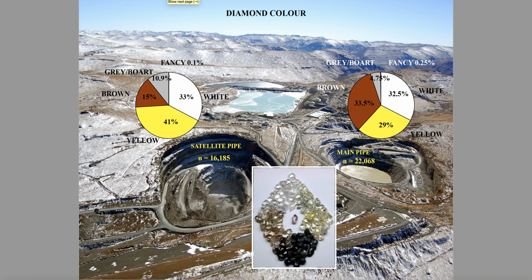So when we are looking at the outcome of the main pipe, we have 32.5% white diamonds, 29% of yellow, 35% of brown diamonds, only 4.75% of the gray diamonds, but in fancy diamonds we still have 0.25%. And then you can just assume it very easily. These fancy diamonds are then very expensive. Here below we have these pictures. We have the white diamonds and a lot of colored diamonds.